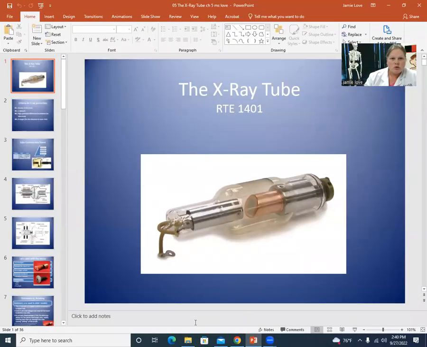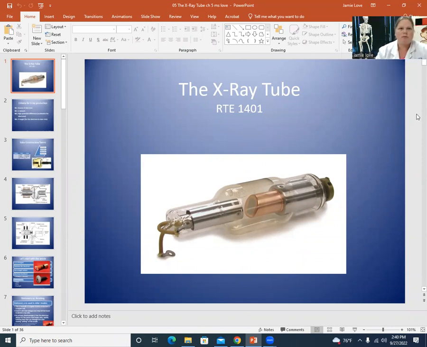So the X-ray tube, and I noticed that the quality of this camera was kind of bad. I don't know if it was my computer screen or how it'll look on your end. It's not as clear as it is when you download this PowerPoint directly. So highly recommend doing that so you get better slides to look at.